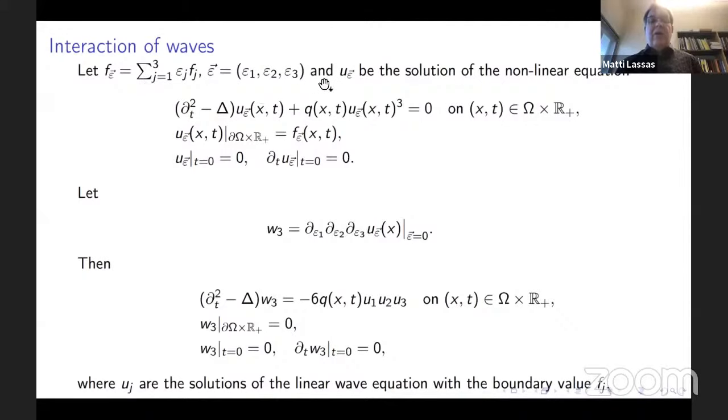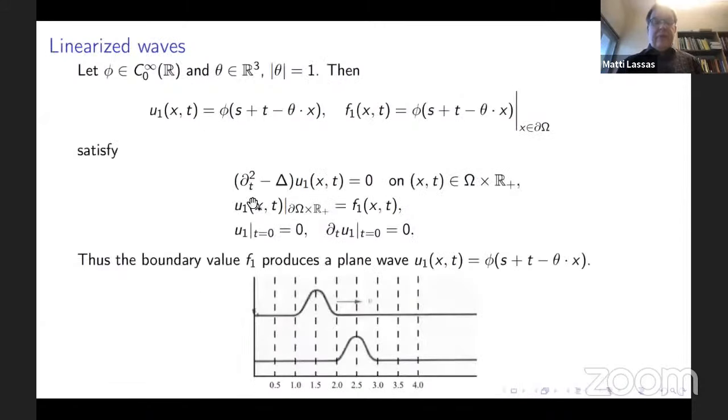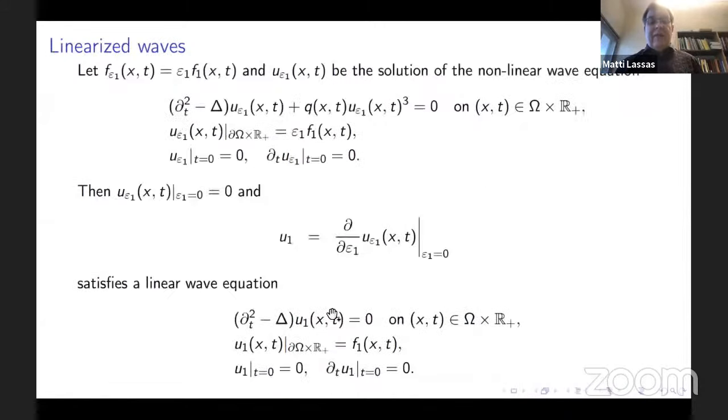Then I consider u epsilon vector, that is the solution of this nonlinear wave equation, when I use this a little bit more complicated boundary value f. u epsilon vector is given here. And let's now differentiate this. If you differentiate it once with respect to, say, epsilon 1, then we obtain, like here, a linear wave equation because the derivative of this nonlinear term here vanished.